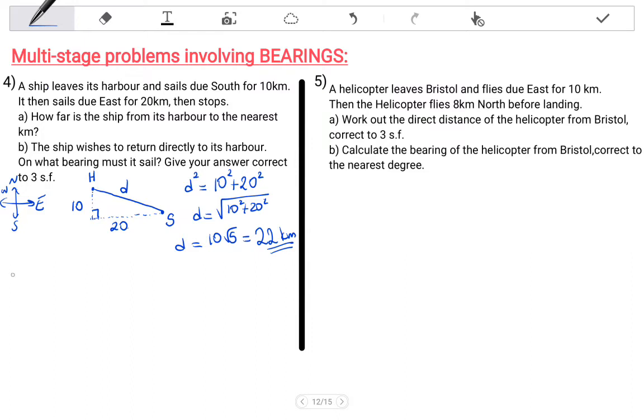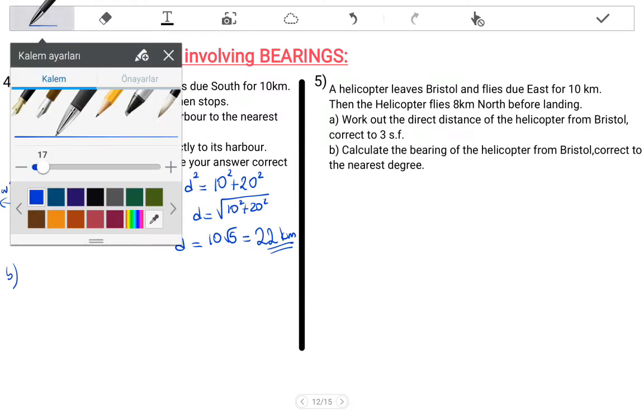In part B, it says the ship wishes to return directly to its harbor. On what bearing must it sail? Give your answer correct to 3 significant figures. So bearing is the angle, and how many degrees must the ship turn until it reaches its harbor directly.